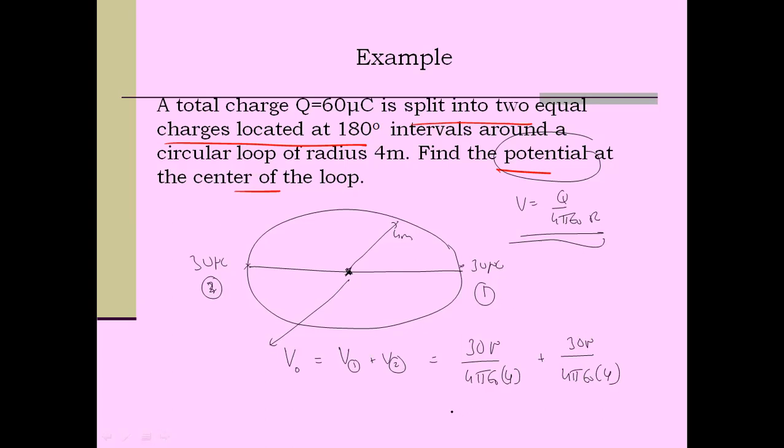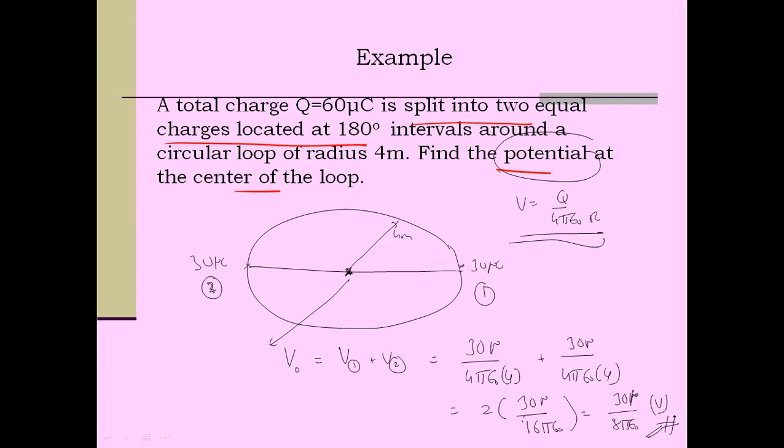So we're going to have that the total potential at the origin, or the center of the loop, will be 2 multiplied by 30 microcoulomb over 4 pi epsilon naught times 4, which will be 16 pi epsilon naught. That gives us a value of 30 micro divided by 8 pi epsilon naught, in units of volts. So that should be our potential at the center of the loop.